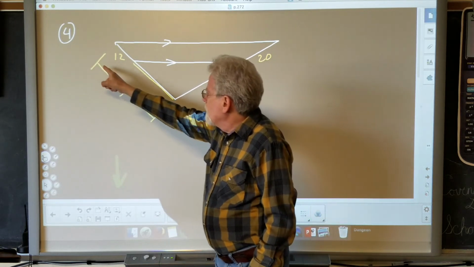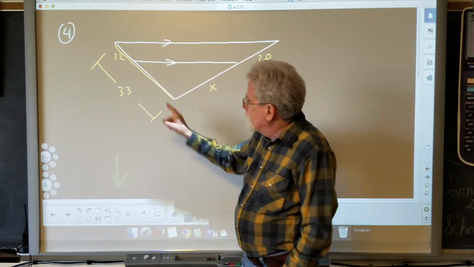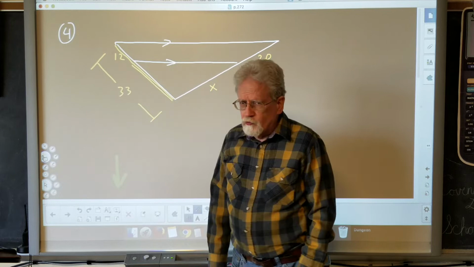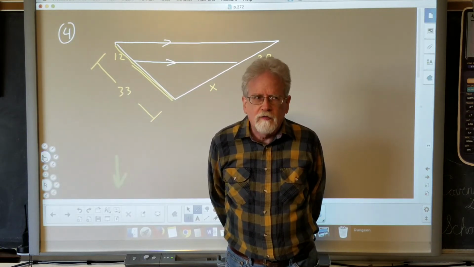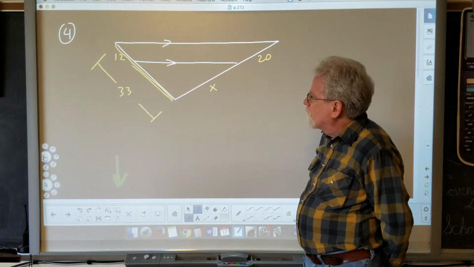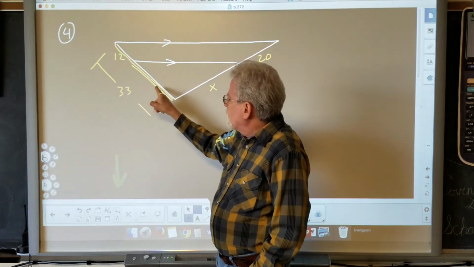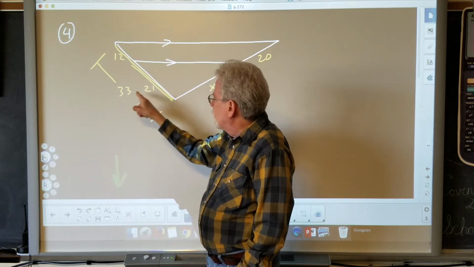If the whole thing is 33 and this piece is 12, can't you figure out what this piece is? Well, sure I can. Then why did you leave number 12 blank? Because that was one of the questions in number 12. Come on, guys, get with it. Don't be so lazy. If this is 12, this has to be 21, because 12 plus 21 is 33.